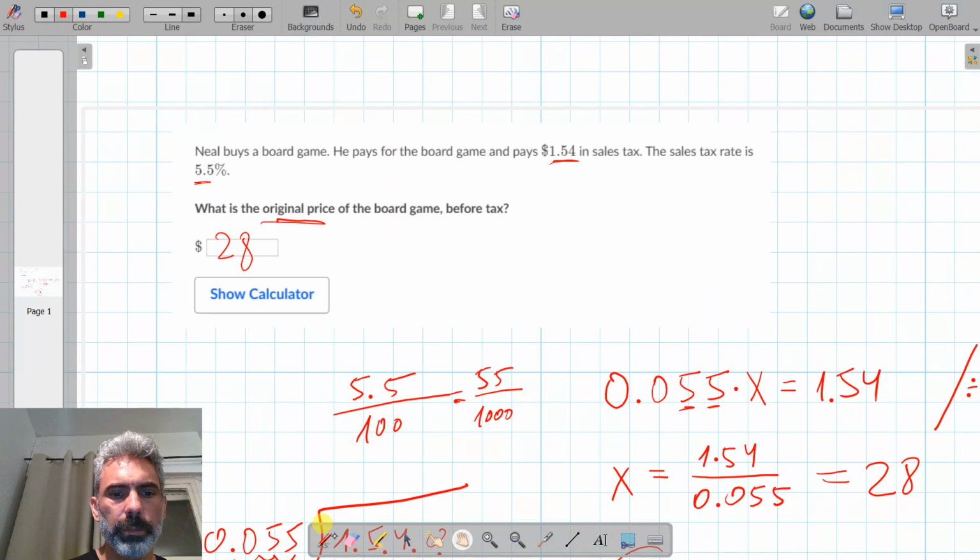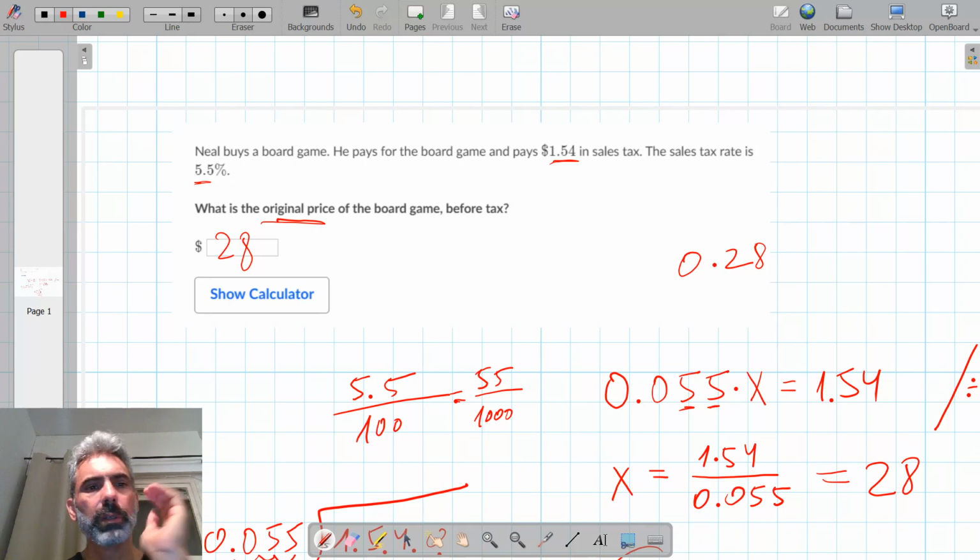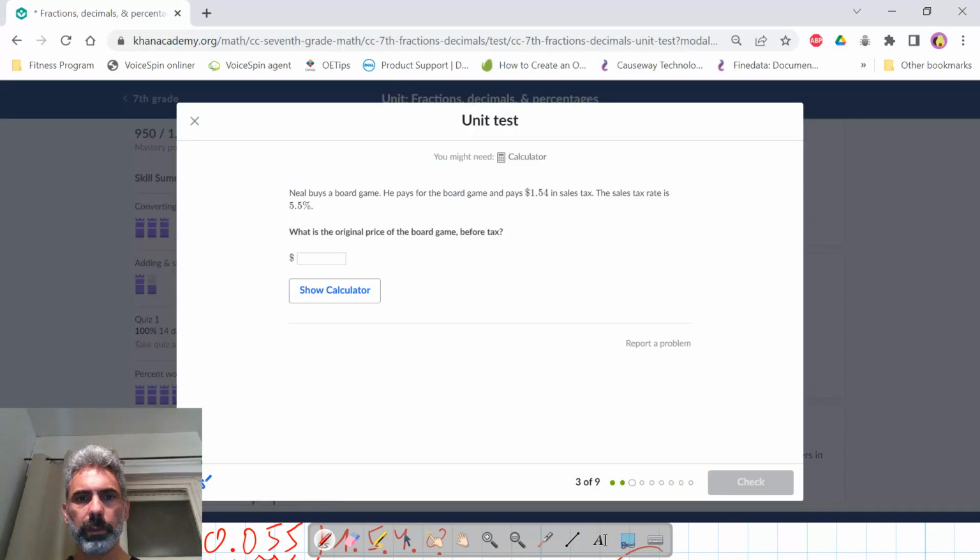Let's see, 1% of 28 is 0.28 cents, which is almost 30 times 5. Yeah, it makes sense. So $28.